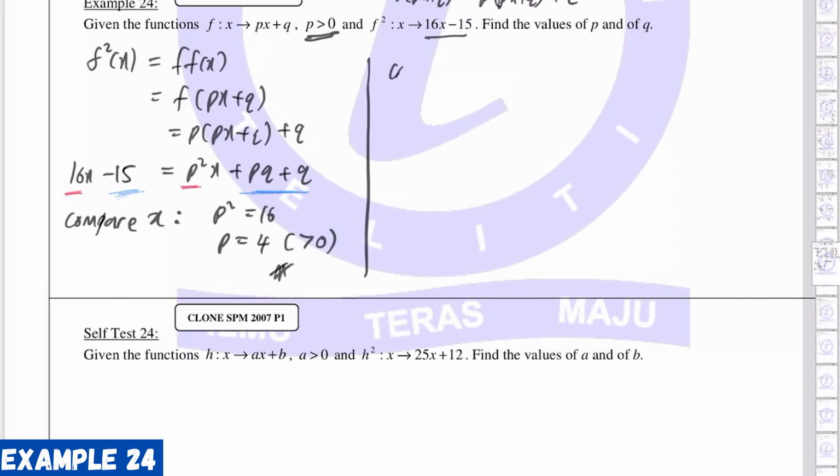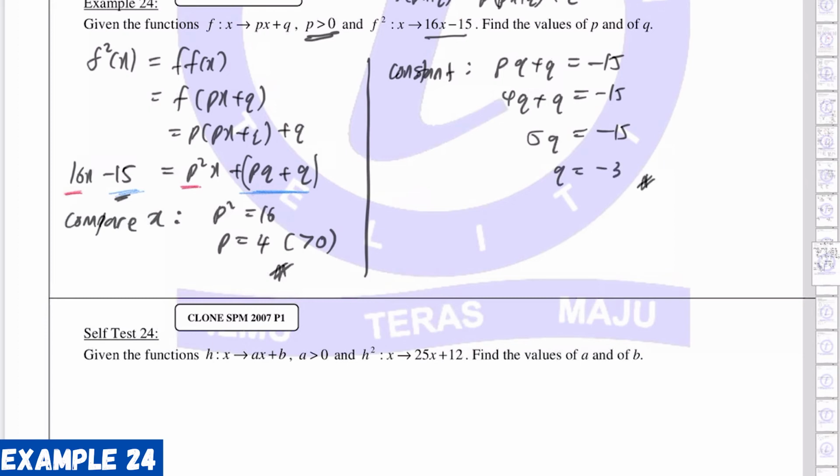Now, as for your constant, when you compare your constant, the constant actually is pq plus q. You equate it with negative 15 on the left. So since p is 4, we can sub inside. Okay, so 5q is negative 15, q is negative 3.